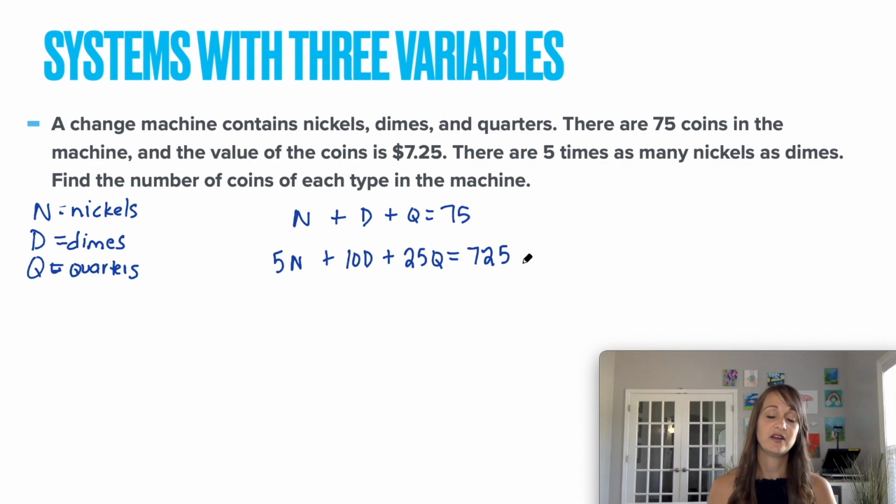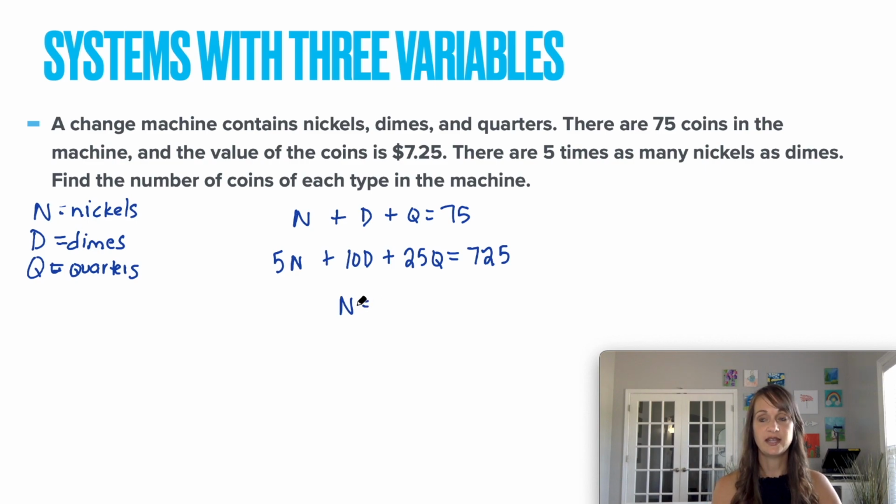Now here's where this kind of happened at the very beginning with the footballs and the volleyballs. There are 5 times as many nickels as dimes. So you have to think for yourself, which one's more? Well, there's more nickels than dimes. There's 5 times as many nickels as dimes. So therefore, you have to think about it in this instance.